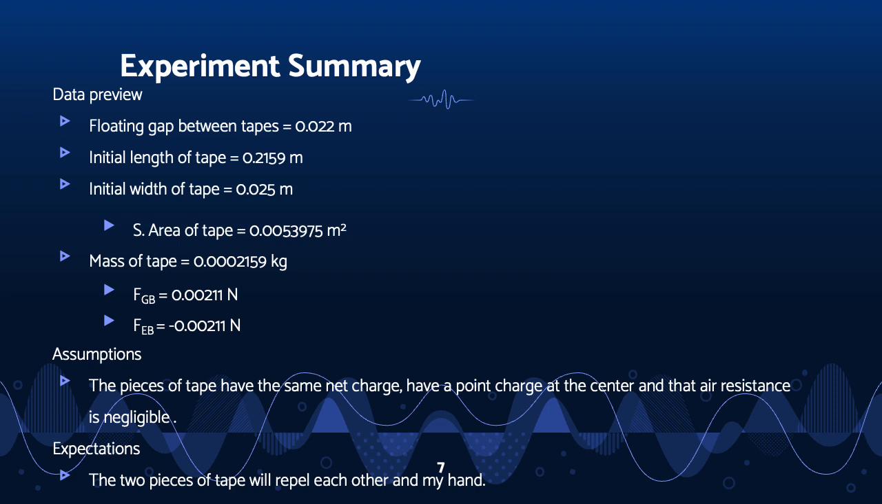Here is a preview of my results from this experiment. I have some measurements, and my assumptions were that the pieces of tape have the same net charge, have a point charge at the center, and that air resistance is negligible. My expectations were that the two pieces of tape would repel each other, along with my hand.